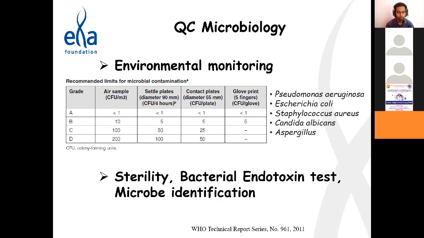So now coming to the other aspect, QC microbiology also looks into sterility of whatever sample they get, and bacterial endotoxin test, and they also do microbe identification. If at all there are some microbes, they look at what type of microbes are growing on the plate, and is it changing the trend? Is there any different type of microorganism growing which should not be there?